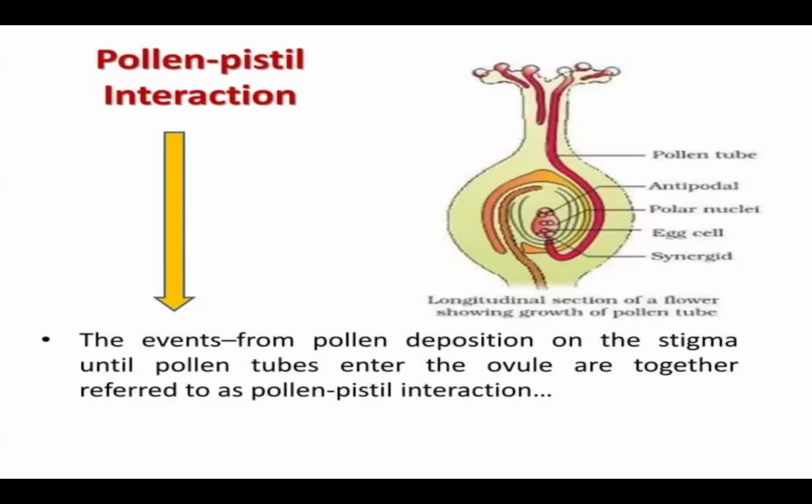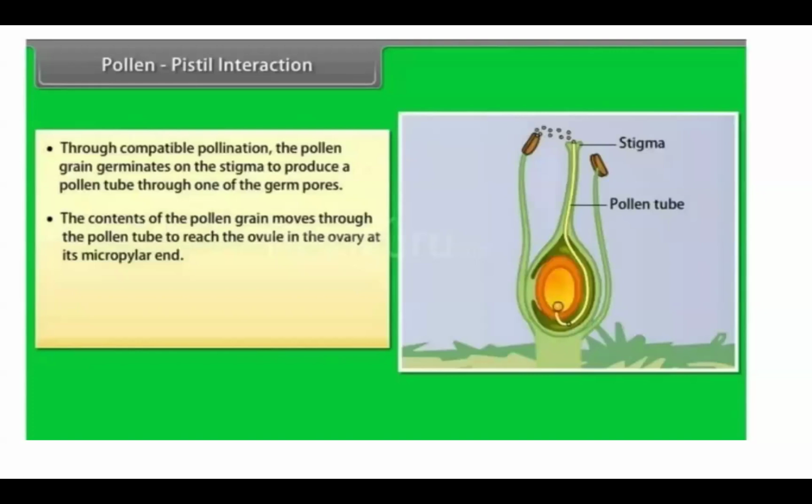Now, coming to fertilization of flowers, the first thing which needs to be done is there should be an interaction between the pollen grains and the pistil. So the pollen would come and sit on the pistil, and whether the stigma will permit the pollen to enter into the ovary or not is the question. If the stigma permits, then well and good, there is an elongation of the pollen tube and things proceed. Otherwise, it says no. The whole event from pollen deposition on the stigma until the pollen tube enters the ovule, this together is referred to as pollen-pistil interaction.